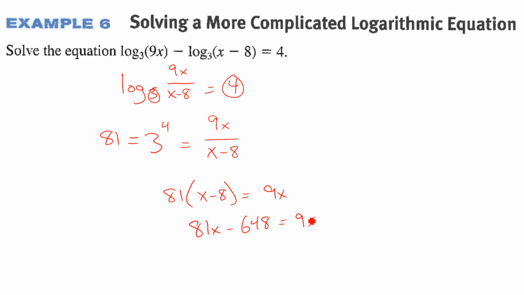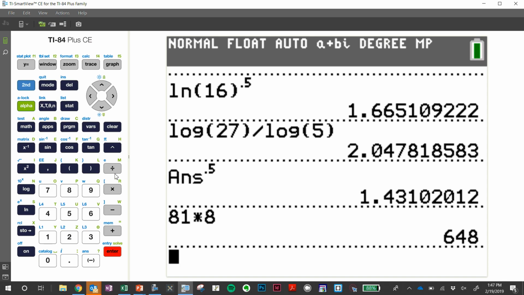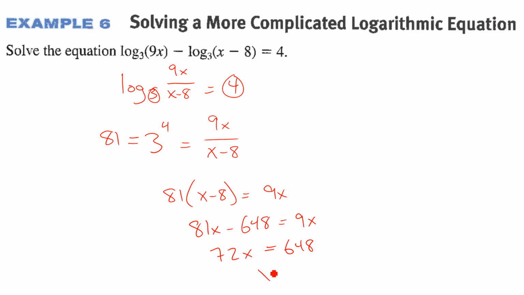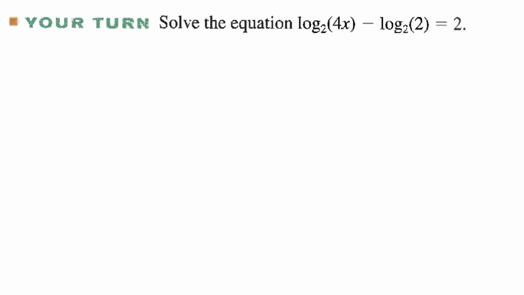Equals 9x. And so if we subtract this, we'll get 72x equals 648. What is 648 divided by 72? 9. So x equals 9. And we got to go back and check. If we plug in 9, will that be positive? Yes. X equals 9 is our solution. Your turn.